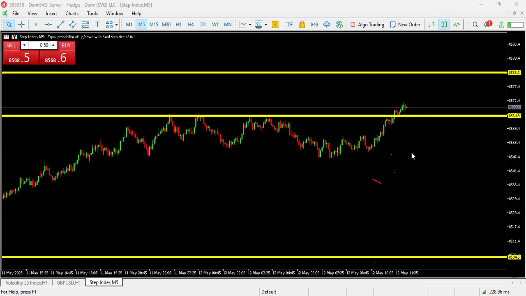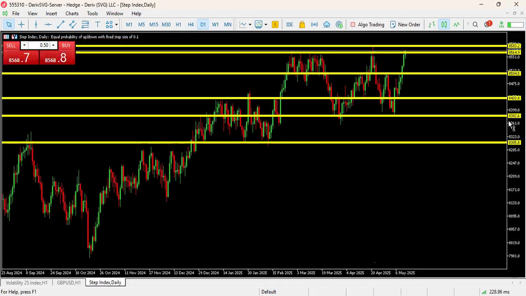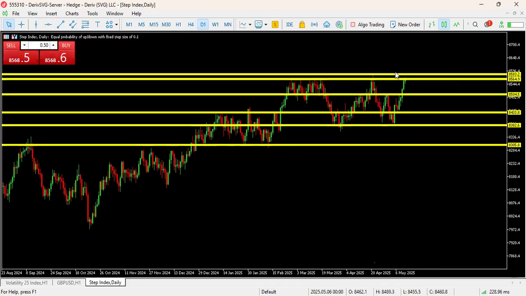So, guys, this is where I want to stop. I want you to go and learn and practice this, draw this key level on step index and see if we can make some profit based on what I've just taught you. Even if you are still new, you can master this skill. Just use daily time frame. Go to daily time frame and see these key levels. And then bring it down to lower time frames.